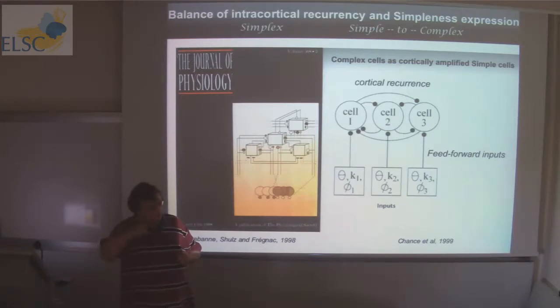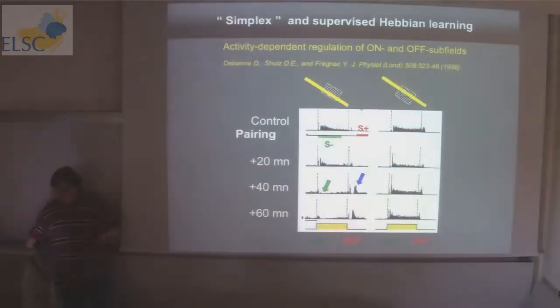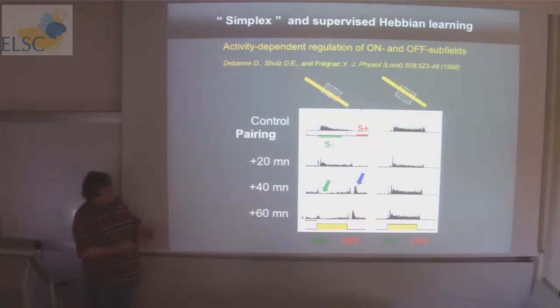plasticity, where the experimenter is the teacher and reinforces the response of the cell or blocks the response of the cell depending whether I'm presenting a stimulus on or off, we showed that we could turn complex cells into simple cells. Now, here you see the model of Chance et al., where complex cells were seen as cortically amplified simple cells. And so there were already in the literature a certain number of experimental and theoretical evidence saying that the simpleness can be regulated.